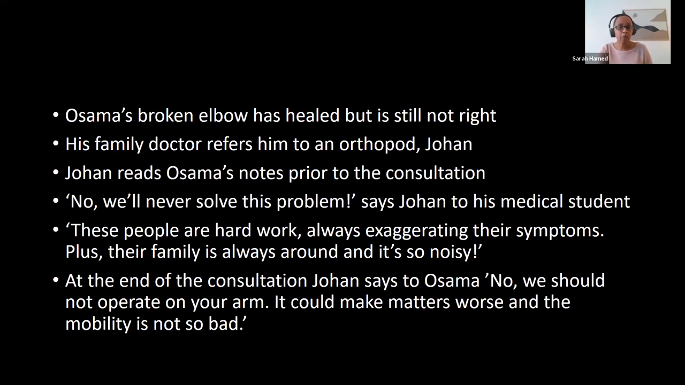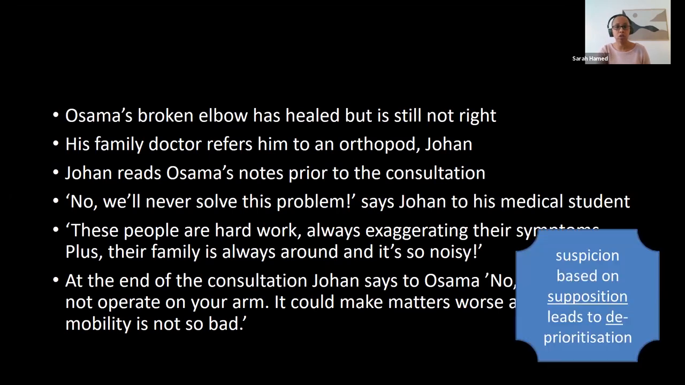Osama had a broken elbow that has not healed correctly, which has affected his arm's mobility. His family doctor refers him to an orthopod, Johan we call him. Johan reads the notes, and just by looking at the name says to the medical students, oh, we'll never solve this problem. Those people are hard to work with. They always exaggerate their symptoms. Their family is always around and it's so noisy. And at the end of the consultation, Johan decides that, okay, we should not operate on your arm. It could make matters worse and the mobility is not so bad.